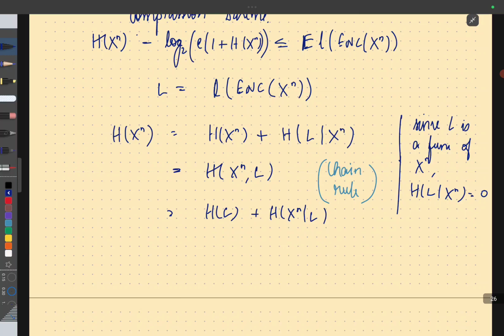Remember that L is a deterministic function of Xn. So if I tell you only the length, you don't know exactly what Xn is, right? You can maybe narrow it down because since you have this table, you know that if the length of the encoding is this, it can only be one of these values, but there's still some uncertainty that is left. So the second term is not exactly equal to 0. And the first term is just H of L, right?